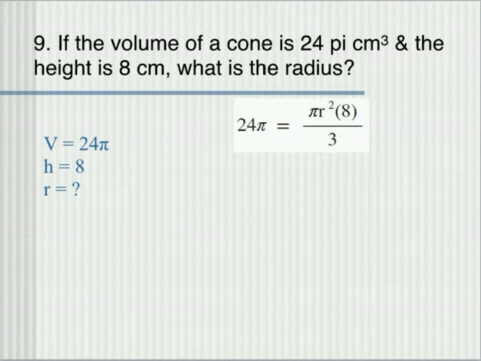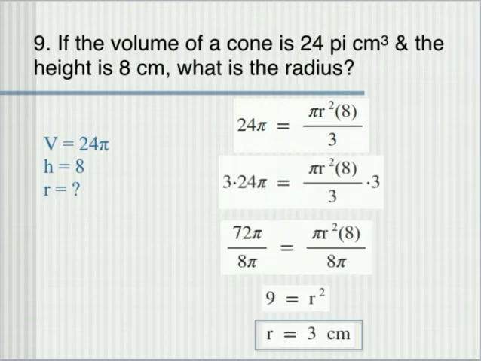Now our goal is to solve for r, so we're going to get r squared by itself. We could cancel out the over 3 by doing the opposite of divide by 3, so multiply both sides by 3. And then we could cancel out both the pi and the 8 that are multiplied by the r squared by dividing by pi and 8. Once you get r squared by itself, you can square root to get rid of the square. You get that the radius is 3 centimeters.